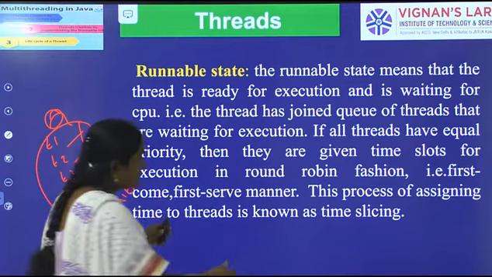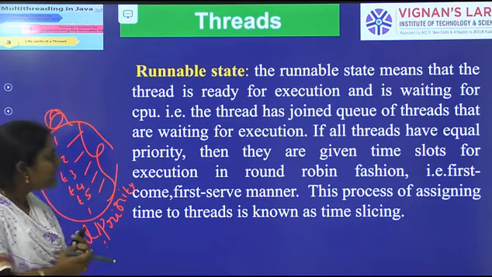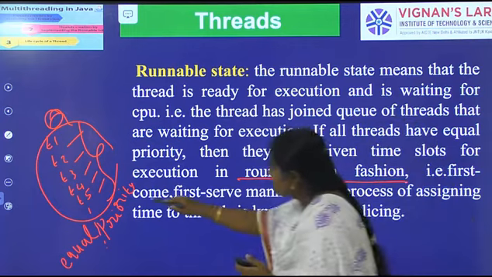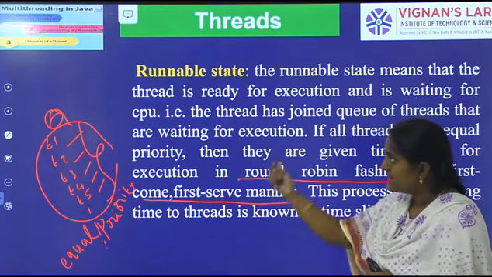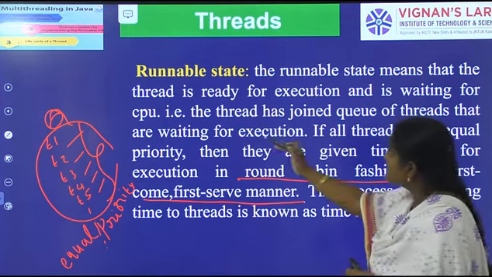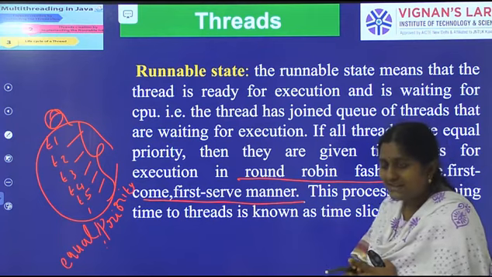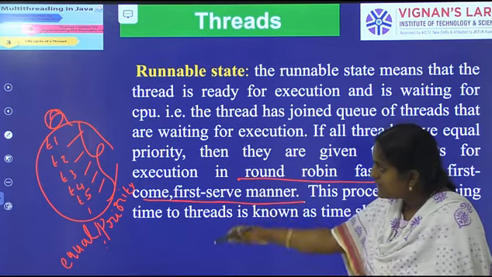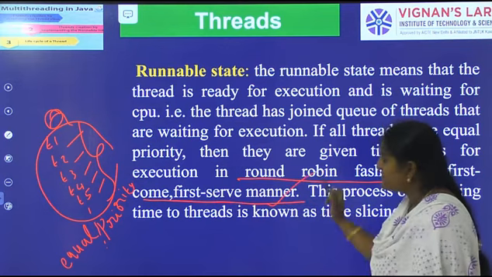Then they are given time slots for execution in round robin fashion or first come first serve manner. In the runnable state, the CPU executes a number of threads while all threads are waiting for the CPU. Multiple threads are waiting on the queue, and all threads have equal priority. They are given time slots for execution in round robin fashion or first come first serve manner.